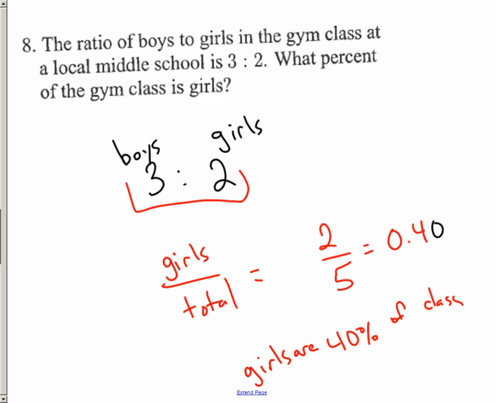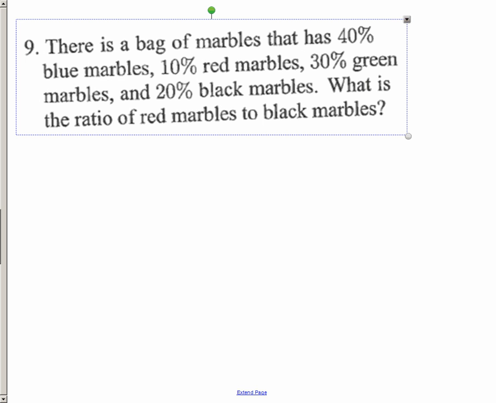Okay. 2 more, real quick. There's a bag of marbles that has 40% blue marbles, 10% red, 30% green marbles, and 20% black marbles. What is the ratio of red marbles to black marbles? I just want a ratio, right?